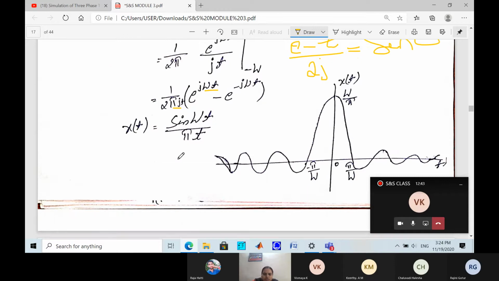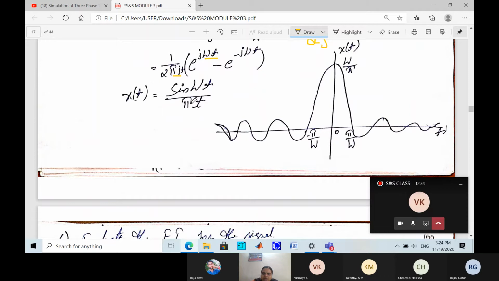Then what you have to do, we have to substitute values for t here, because the signal we want is in terms of t. So first substitute t as 0. If I substitute t as 0, for sine omega t divided by pi t, you will be getting omega by pi. When you substitute t as minus pi by omega, you will be getting 0, and the signal you will be getting is like this.